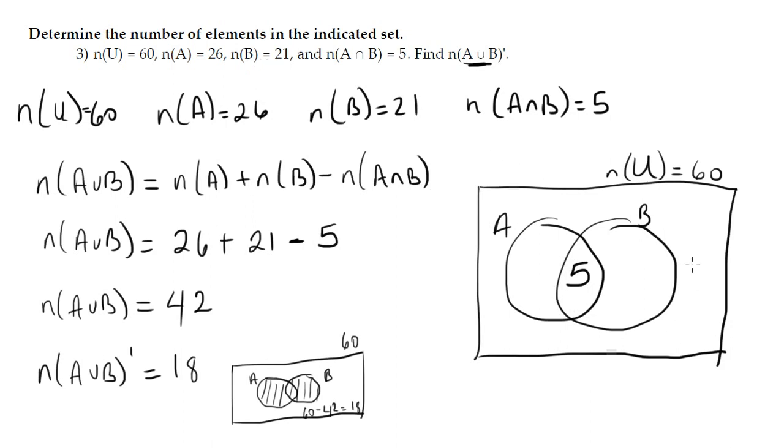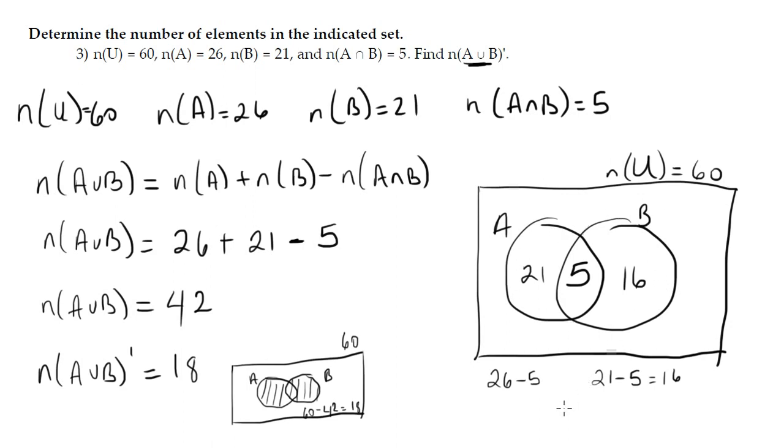21 elements here in B. There's 21 in B. So 21 minus 5, 16. And you see in B there's 21 if I add all that up. A has 26 elements. So 26 minus the 5 that are in there already is 21. So there's 26 elements here. 21 plus 5 is 26. Plus 16 is 42. So there are 42 elements in here, which is what we saw before.